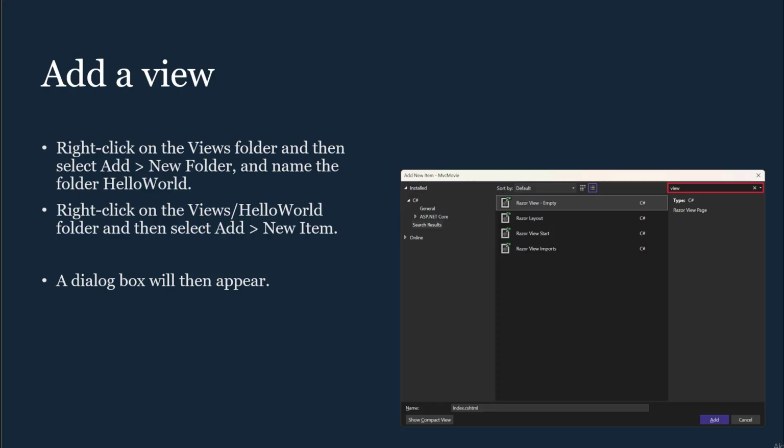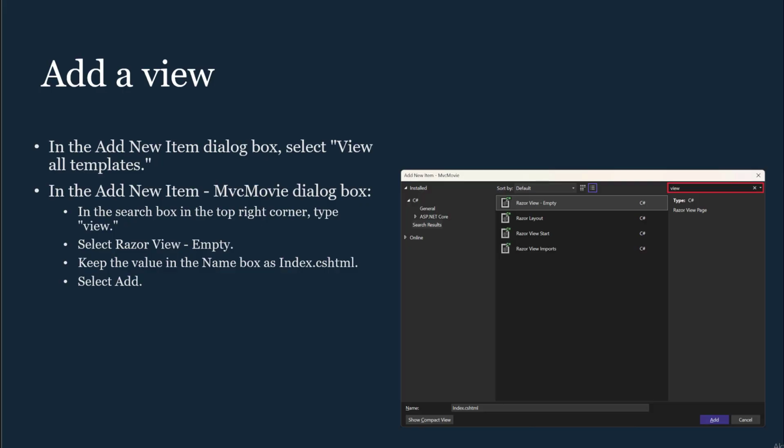So let's add a view. Right-click on the Views folder and then select Add New Folder and then name the folder Hello World. Now let's right-click on the Views Hello World folder and then select Add New Item. A dialog box will then appear, looking like this. In this dialog box, select Razor View Empty and have the name as index.cshtml, and then you can click Add as well.